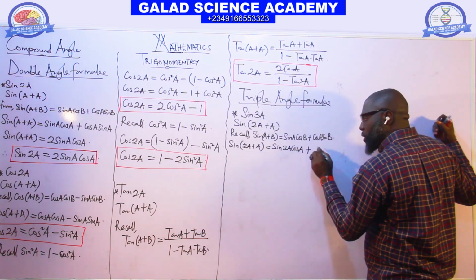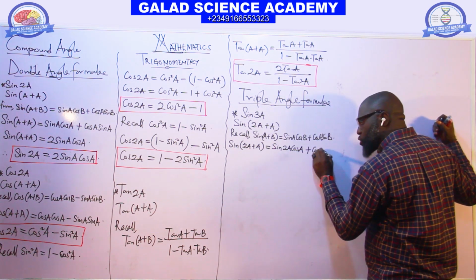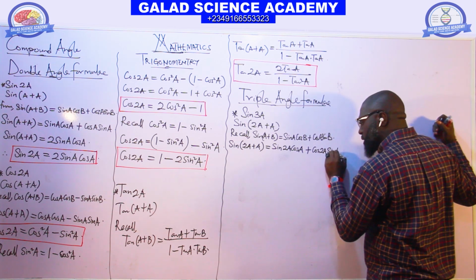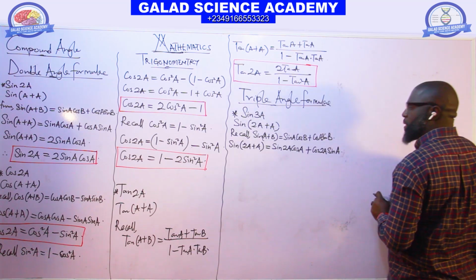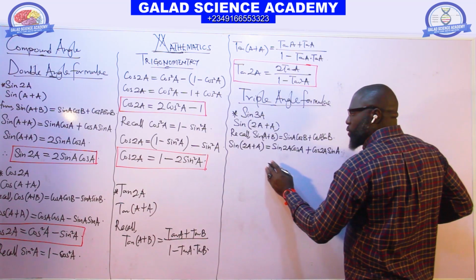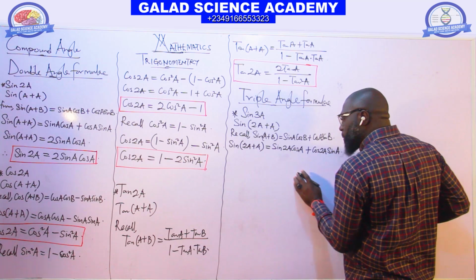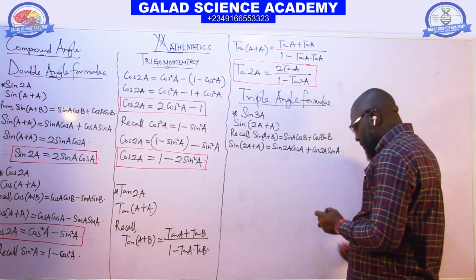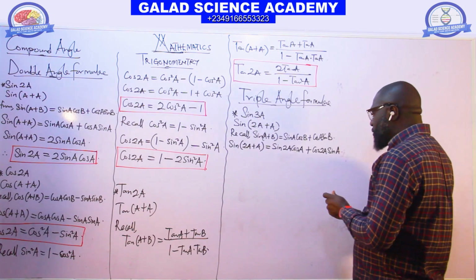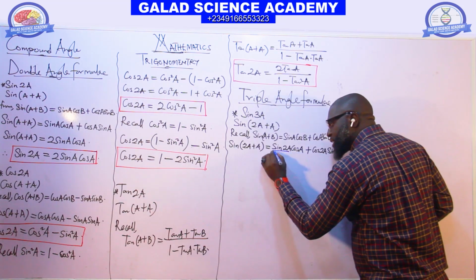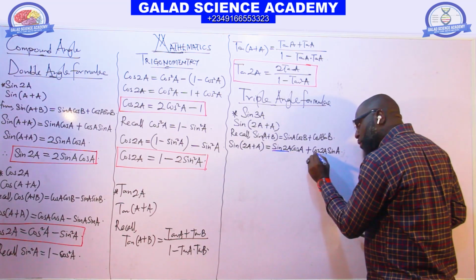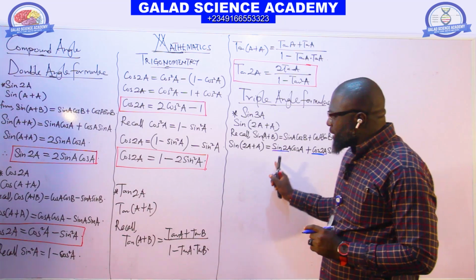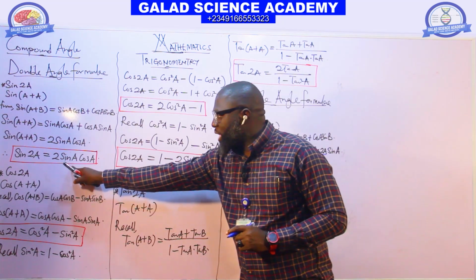My cos A here is what? Cos 2A. Sine B is what? Sine A. Good. Next thing we do now is look at this side. We have sine A, sine A here, sine 2A. And we also have cos 2A. From here we can have our sine 2A as this.